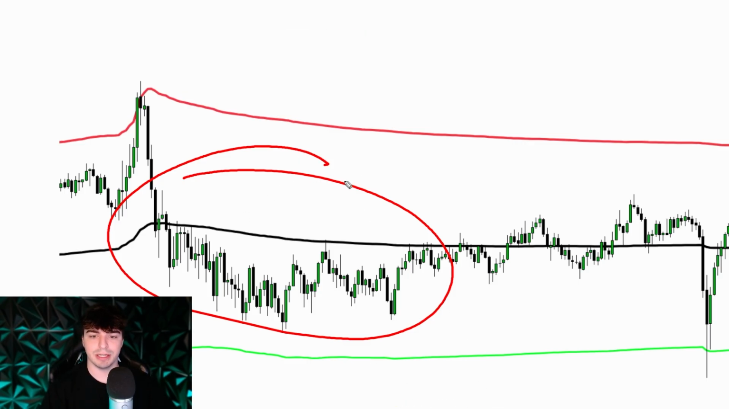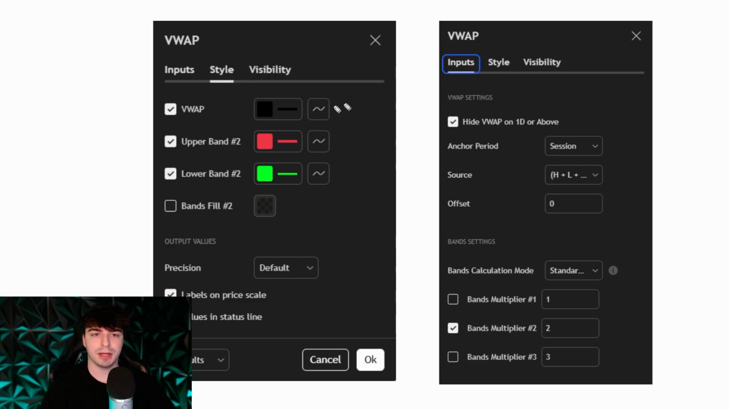And if you're curious about the settings of the VWAP, I have them right here. I have the upper band, this is the +2, and the lower band, this is the -2. Those are standard deviations, and then I have it anchored to the session. This is if you're a day trader. If you're a swing trader, honestly, I'm not sure how you would use VWAP. I've only ever used it for day trading.